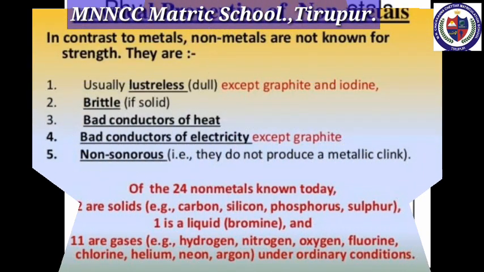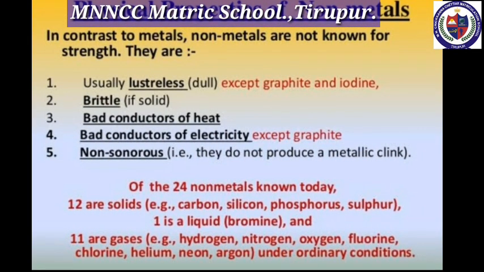The next one is physical properties of non-metals. Non-metals are usually lusterless, that is dull, except graphite and iodine. Number 2, they are brittle if the non-metal is solid. Number 3, non-metals are bad conductors of heat. Number 4, they are bad conductors of electricity except graphite. Number 5, they are non-sonorous, that is, they do not produce a metallic clink sound.